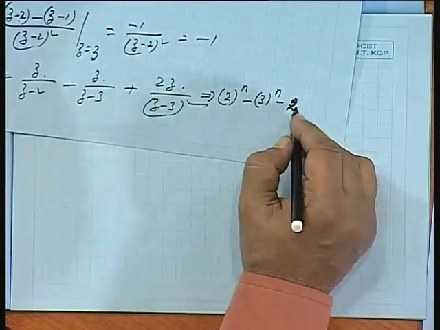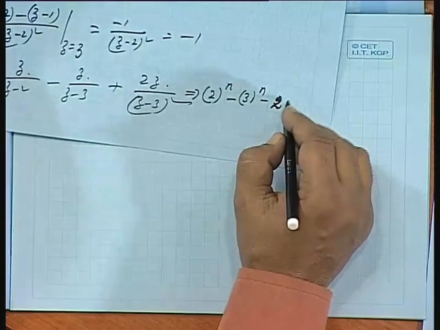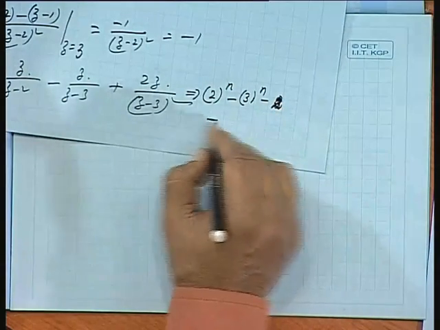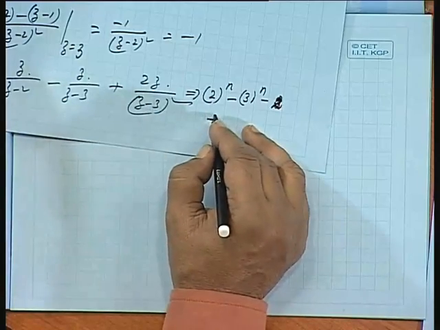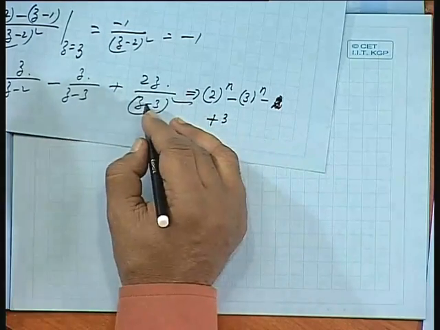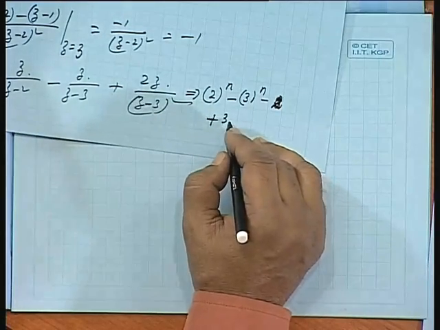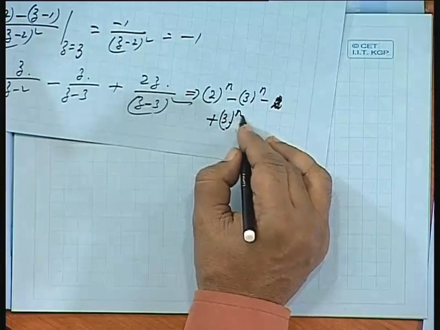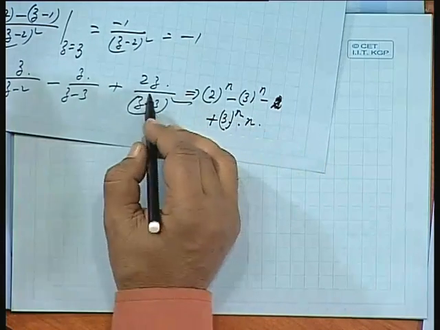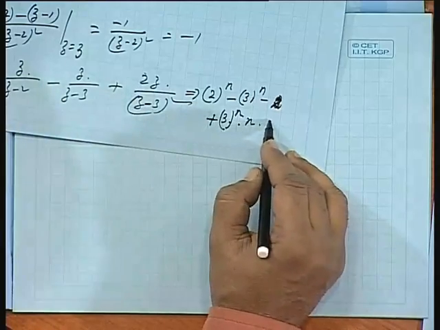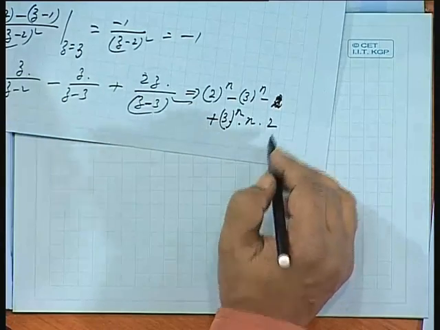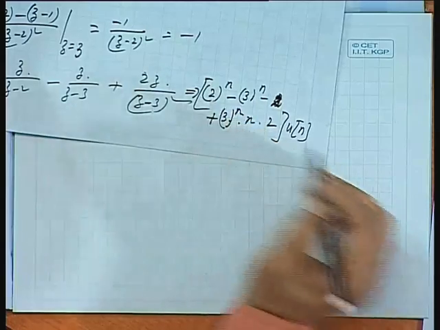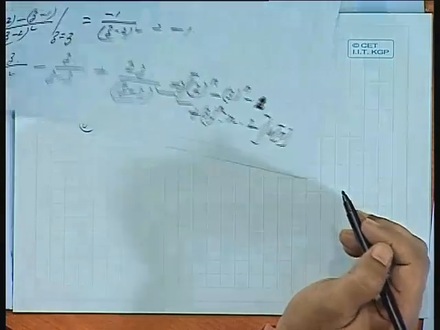So, it will be minus 2 into 3 plus 3 into 3 to the power n into n, and there is a multiplier 2, so into 2, okay, whole thing into u[n]. Is it all right?